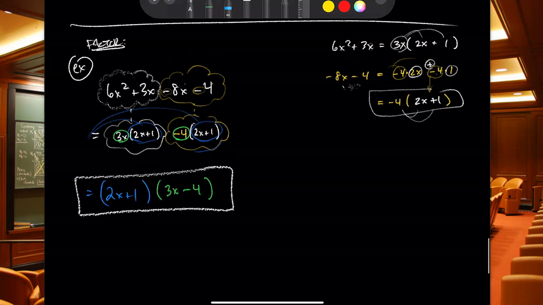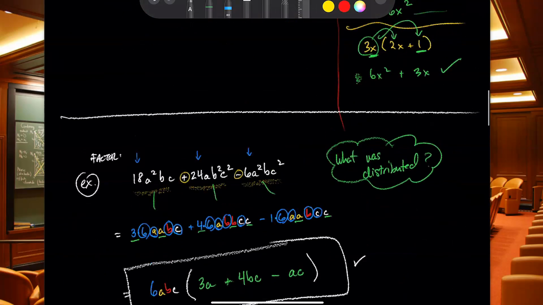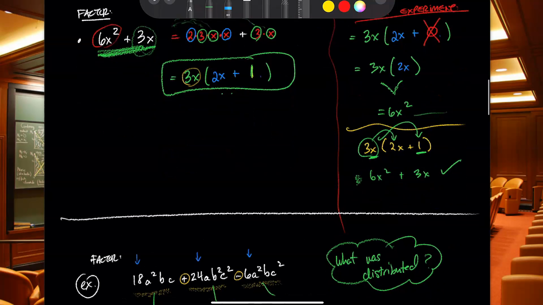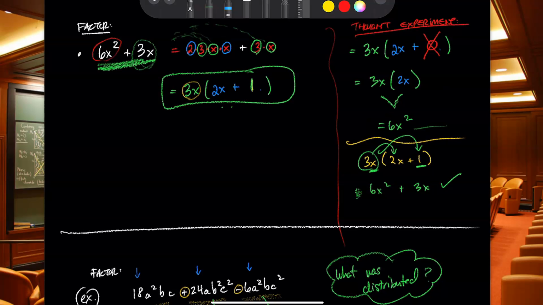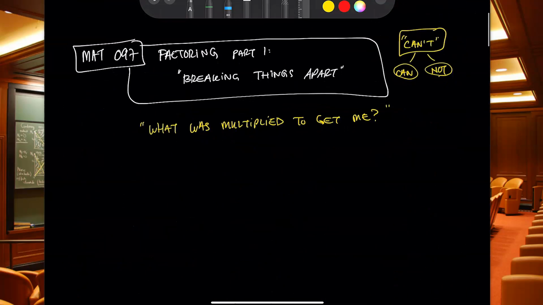Obviously this is a bit more involved, and it relies on you being pretty comfortable with the first types of problems we did. So make sure that you're comfortable with doing these GCF problems before moving towards the end of the section and doing the problems by grouping. Okay, so these are the first two techniques, and they're both driving at the same thing, which is: what was multiplied to get me this simplified result? What were the component parts that we started with? So have fun. We'll see you in the class discussion.